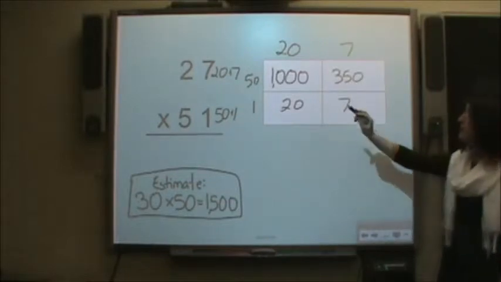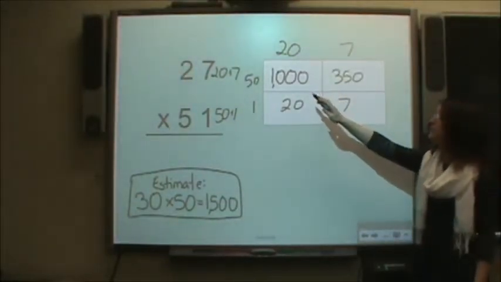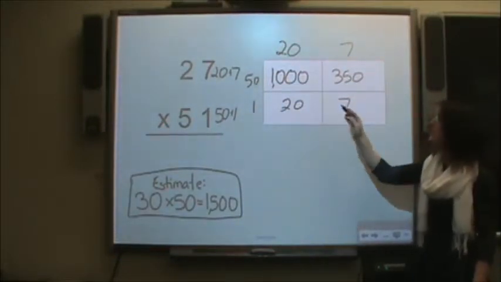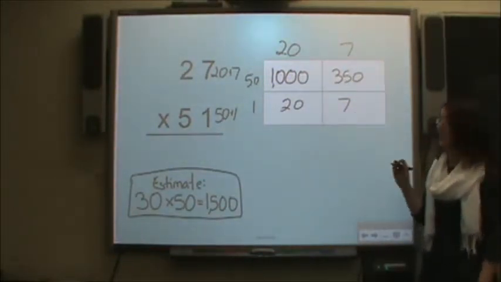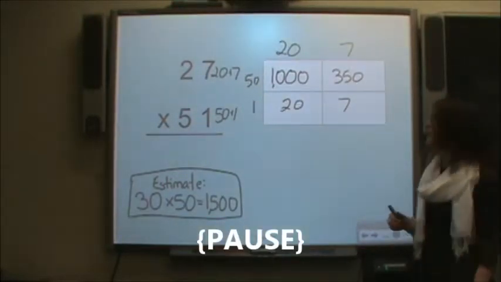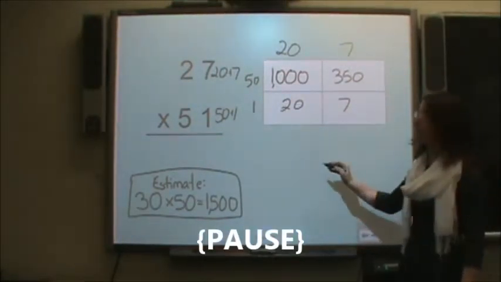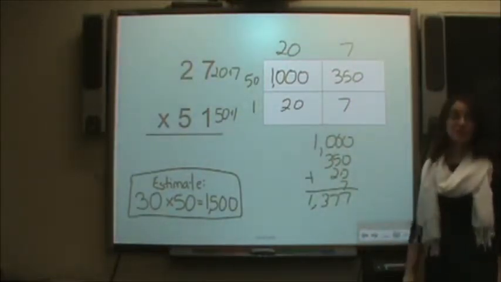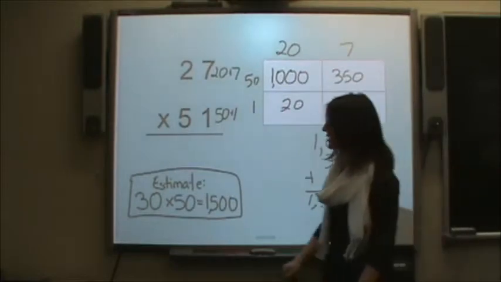So you should have gotten 50 times 20 is 1,000, 50 times 7 is 350, 20 times 1 is 20, and 1 times 7 is 7. Now those are our partial products, so we're going to add them up. Pause your video and add those 4 numbers together. I got 1,377. That's really close to my estimate, so I can be pretty confident that it's correct.